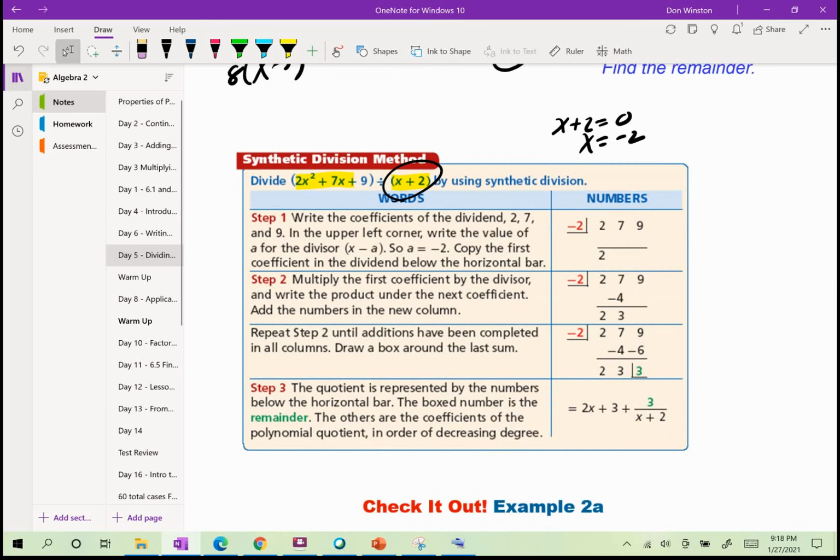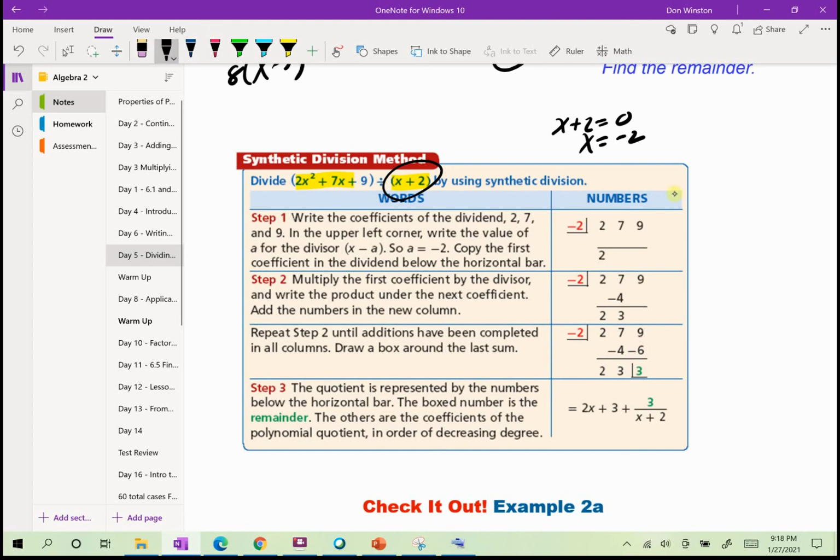So the process then of synthetic division, the first thing you do is you bring down that first coefficient, 2. And then you take negative 2, and you multiply it by 2, and that gives you negative 4. And you put it under the next coefficient. Then you add 7 plus negative 4, and that gives you 3. You repeat the process. You take negative 2 times 3, and that gives you negative 6. You put it under the next coefficient. And then you add. 9 plus negative 6 gives me 3. Okay, and I'm all done because I've exhausted all the terms.